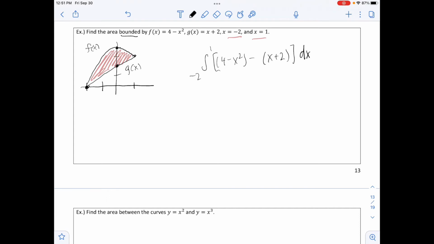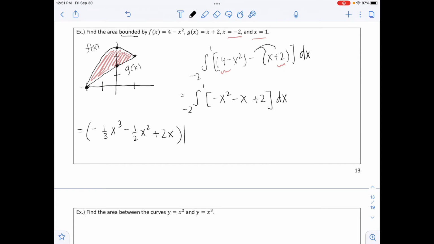From here, I can distribute my negative and combine my like terms. So this is going to be equal to the integral from -2 to 1 of -x squared minus x, and then combining these like terms, I have 4 and then -2, so that would equal +2, dx. And so from here we can integrate this and we get -1/3 x cubed minus 1/2 x squared plus 2x. And we're evaluating this from x equals -2 to 1.